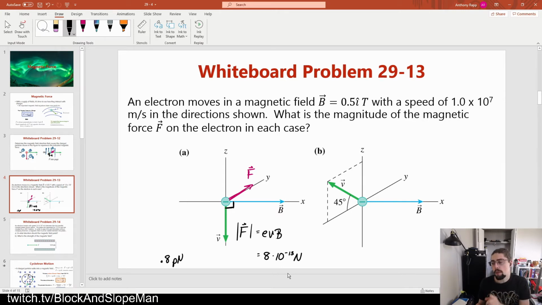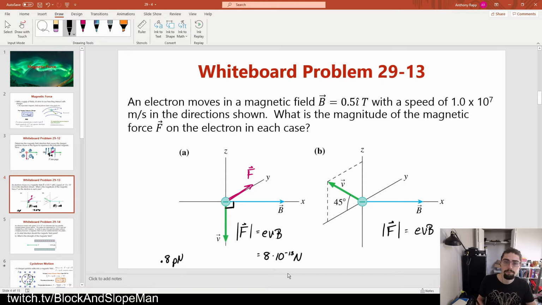So it doesn't actually matter what breakdown this is, whatever this angle could be. It could be 45, it could be 30, it could be 1, whatever it is. If that velocity is in the YZ plane and the B field is in the x direction, they are perpendicular to each other. That means that this exact same magnitude right here is, again, E, V, B.